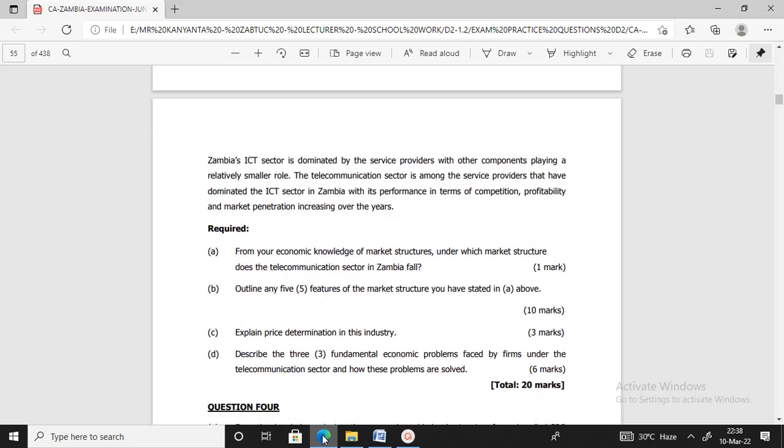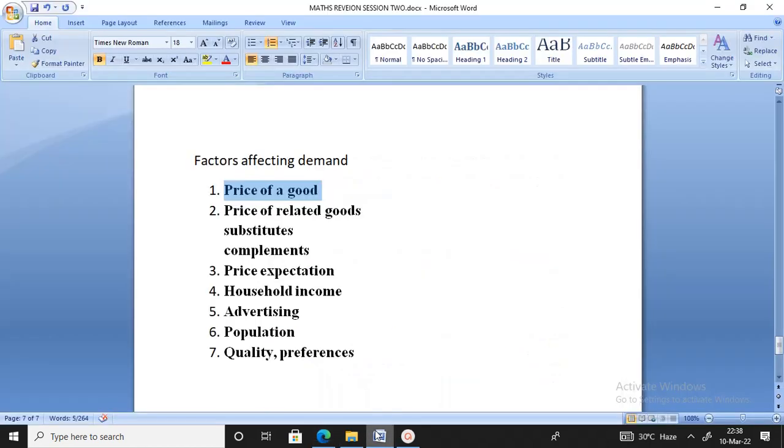Okay, so number C, explain price determination in this industry. Now, because there are only few large firms, and the other thing that happens in oligopoly market structure is behavioral relationship. The firms there tend to copy from each other. Okay, so let me see how we can demonstrate that.